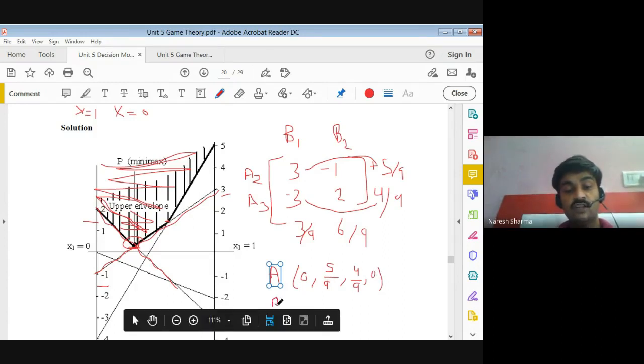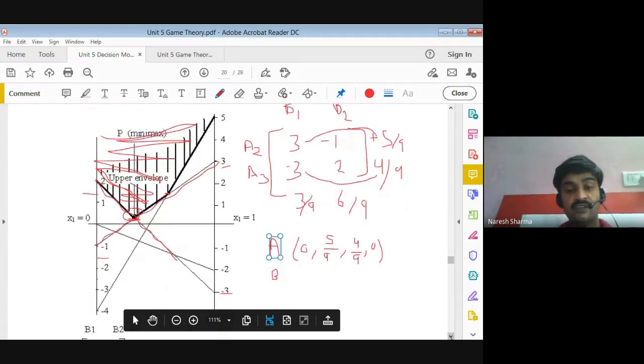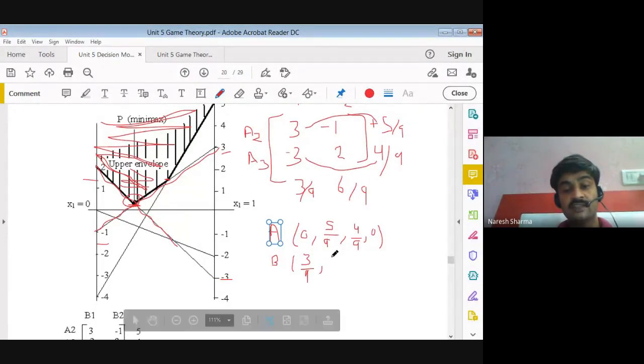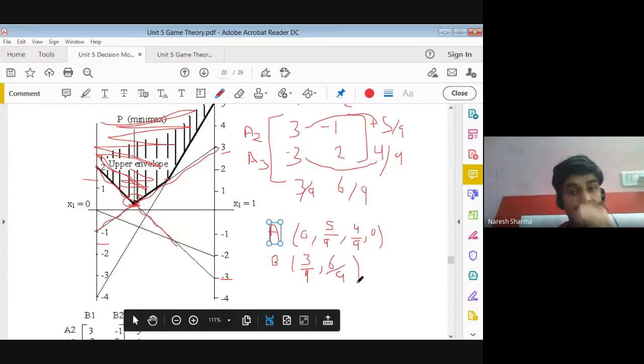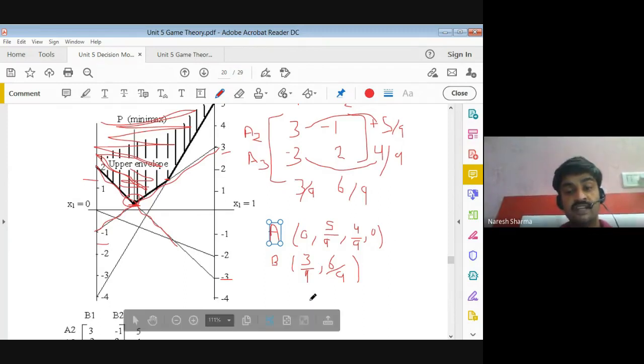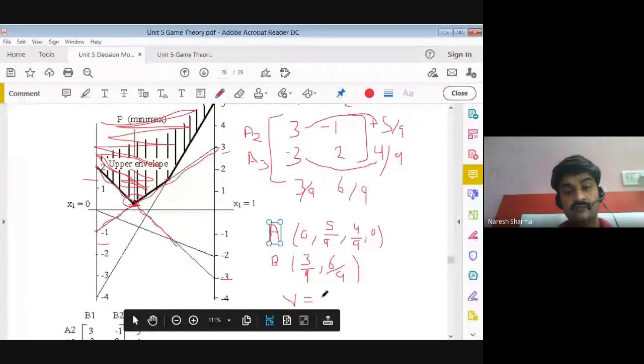For B, we have only 2 columns here. So because of the 2 columns, we write here your B1 is 3 by 9. You may write 1 by 3, it's your choice. And it is 6 by 9. And for the value of the game, you just multiply this 3 with this 15 by 9, and it is minus 12. So 15 minus 12 is 3 by 9. So the value of the game is 3 by 9, that is 1 by 3.